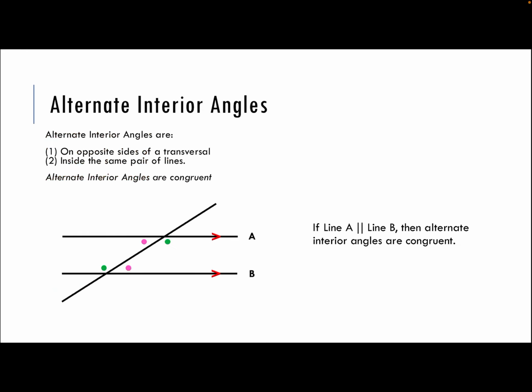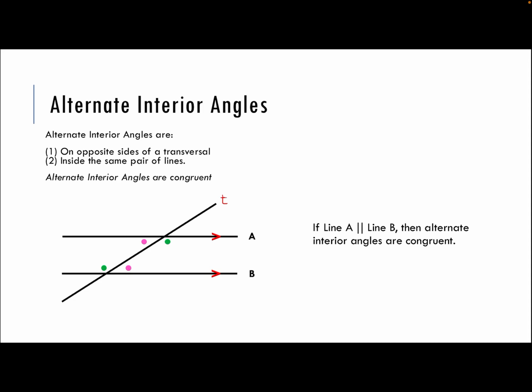So alternate interior angles are on opposite sides of the transversal. We're going to label this transversal T. And so our alternate interior angles are on opposite sides of the transversal, and they're inside the same pair of lines. So the two pink dots are both inside line A and line B, but they're on different sides of the transversal T, and the same thing for the green dots. Inside the parallel lines, opposite side of the transversal.